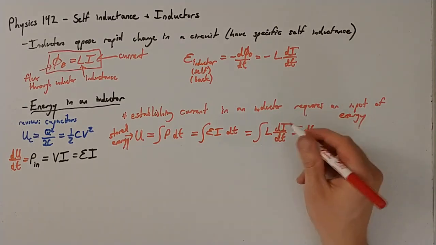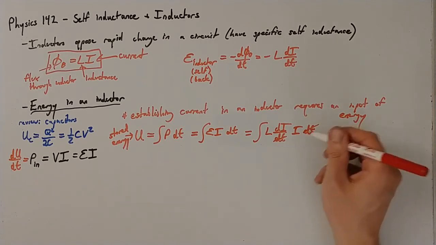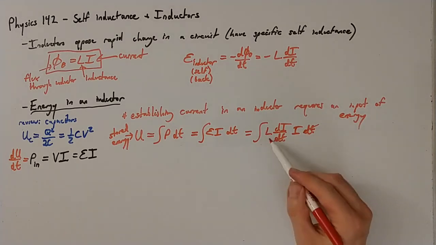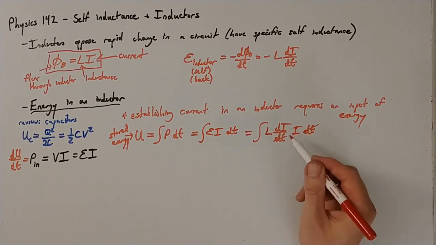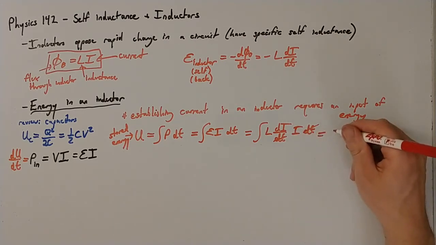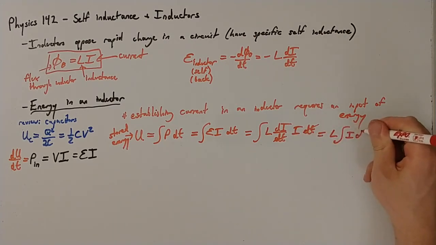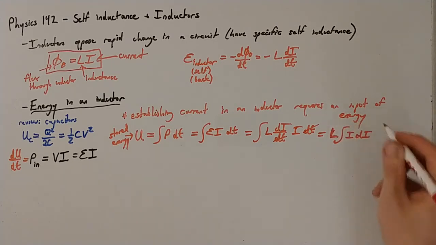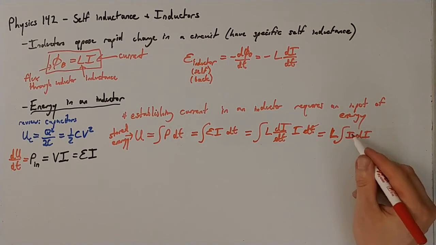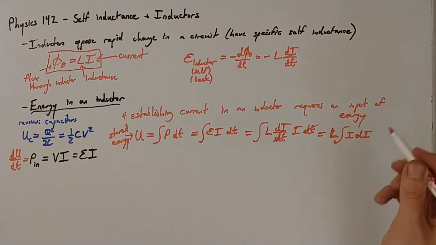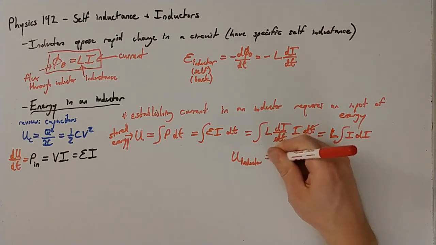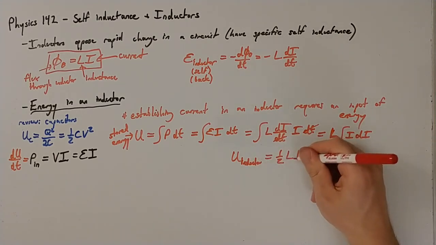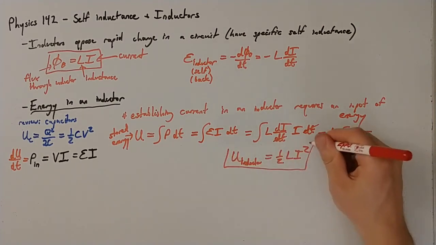Now I have two dt's, and they basically cancel. So now I just have the integral of L dI times I. L is a constant, so it can come out of the integral. So this is L times the integral of I dI. What's the integral of I dI? That's going to be 1/2 I squared. So ultimately, the energy stored in an inductor ends up being 1/2 times L times the current squared. That's the energy stored in an inductor.